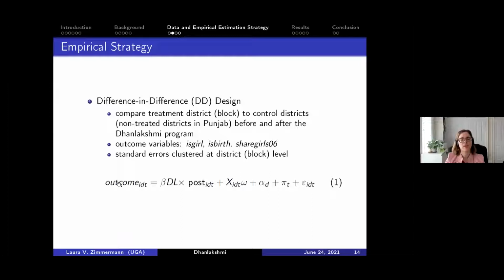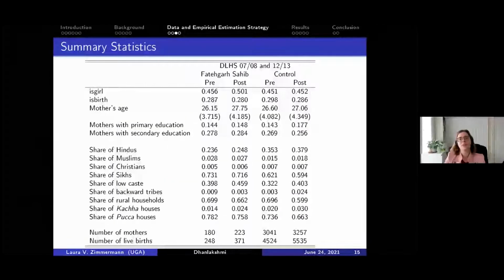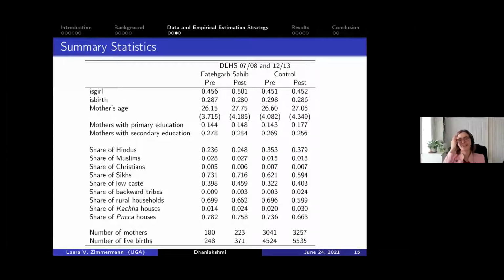So our outcome of interest here on the left for woman i in district d at time t. We're going to have our main variable of interest here, which is the Dhanlaxmi scheme interacted with the post treatment period, and so beta will be our coefficient of interest. We can add socio-demographic controls, although I'm also going to show you the results without controls, and then district and time fixed effects. This is just to briefly give you an idea of summary statistics.